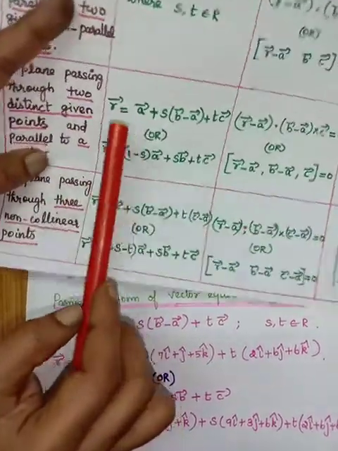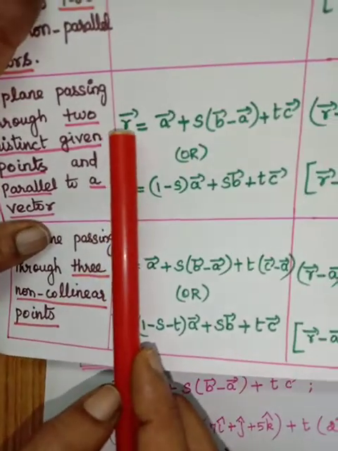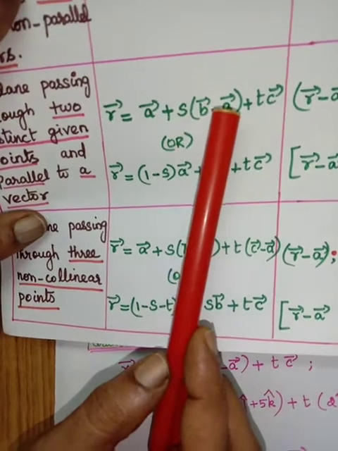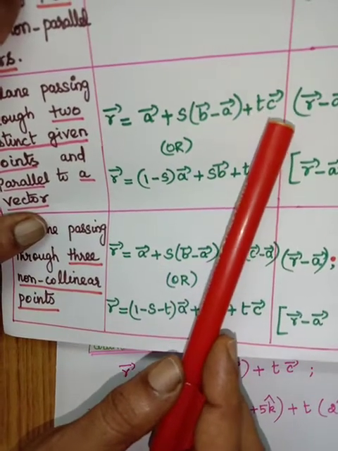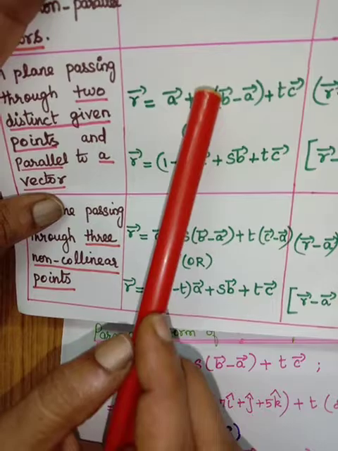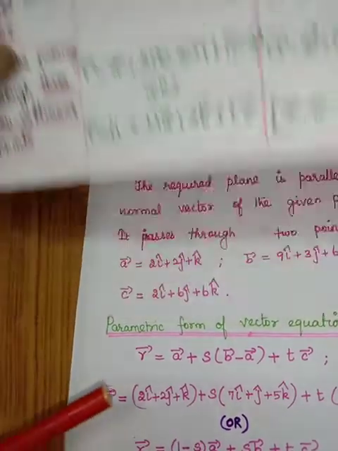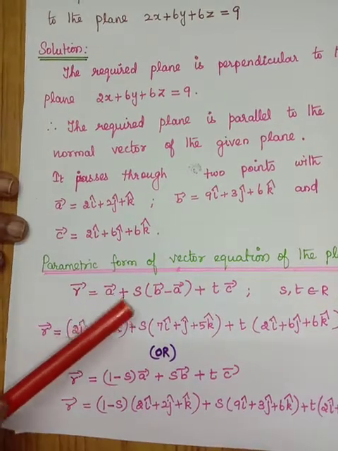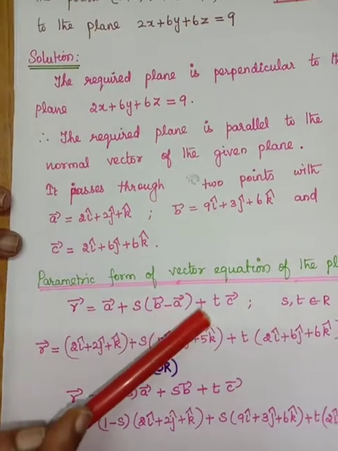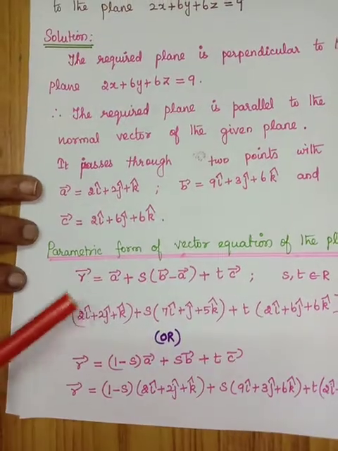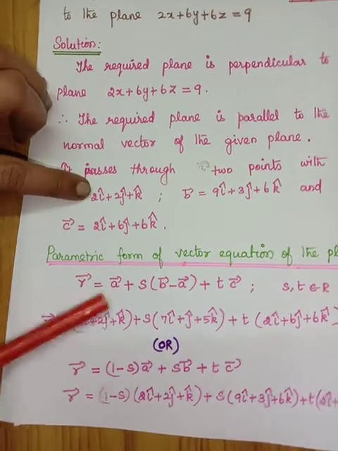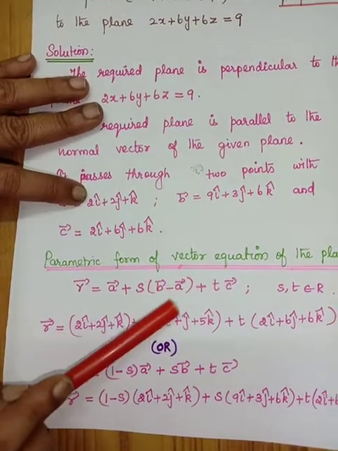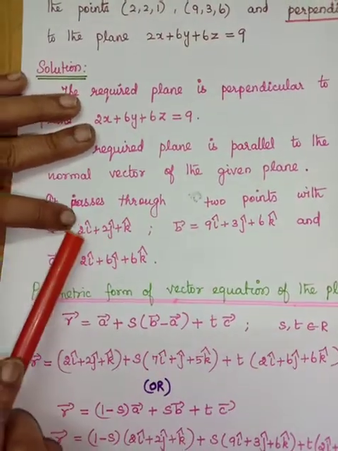So the parametric form of vector equation is r vector is equal to a vector plus s into b vector minus a vector plus t into c vector, or either any one of the form you can use. Here I have used both. You see now, r vector is equal to a vector plus s into b vector minus a vector plus t c vector. Okay, so what is your a vector? This is your a vector, I have substituted, plus s into b vector minus a vector. So from this you have to subtract.